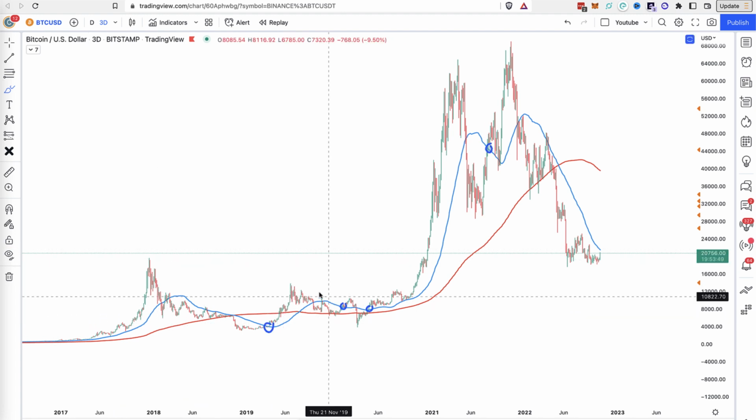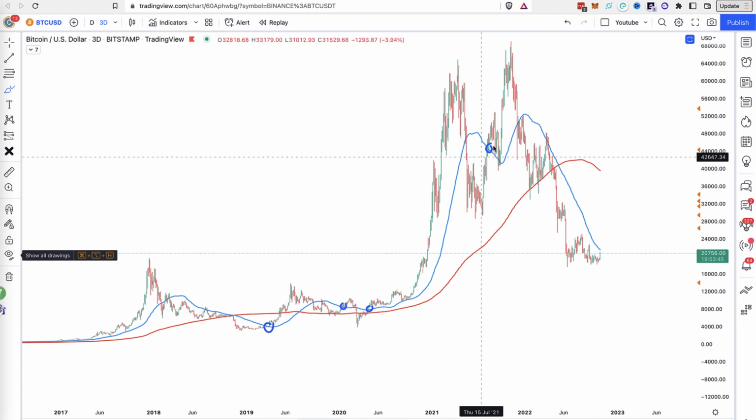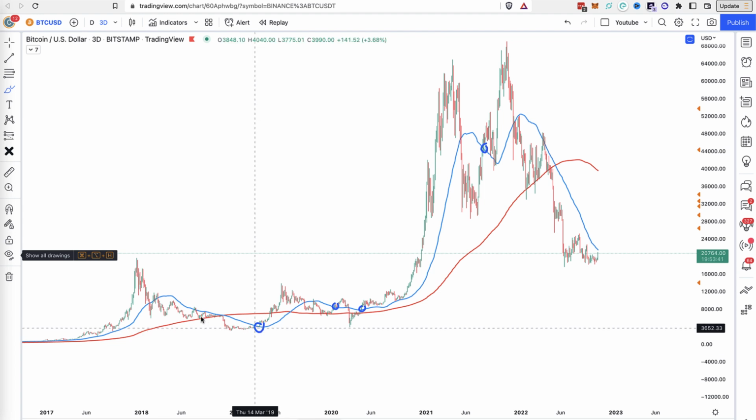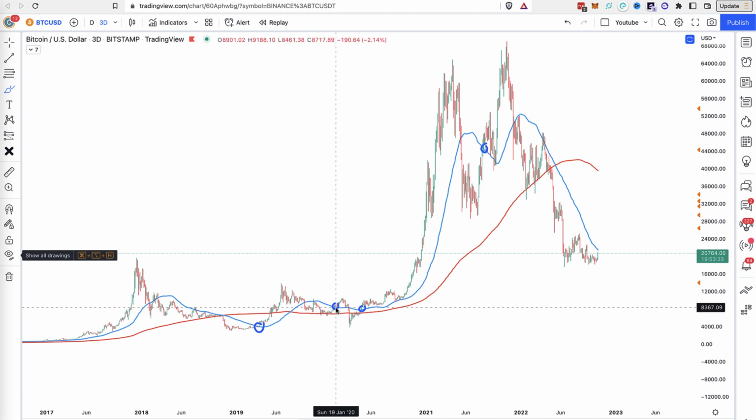So let me show you these annotations over here. This is when we reclaimed, encircled over here. Every time we reclaimed that 50 moving average on the 3-day chart from below, it led to big upside. You can see over here, from 4,500 to 13,000. Over here, this was a bit smaller. It went from 8.5 to 10.5. That's still a 25% move.